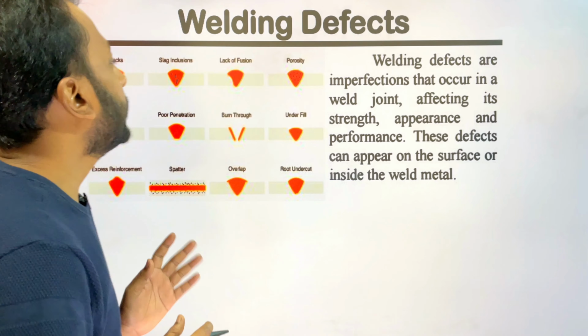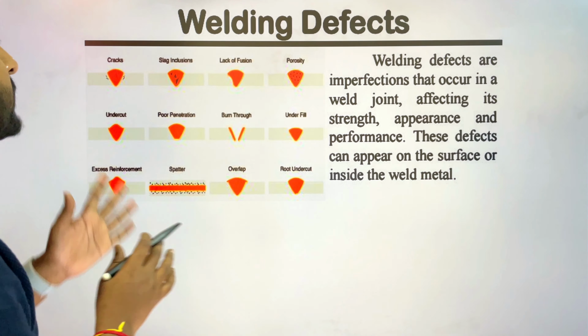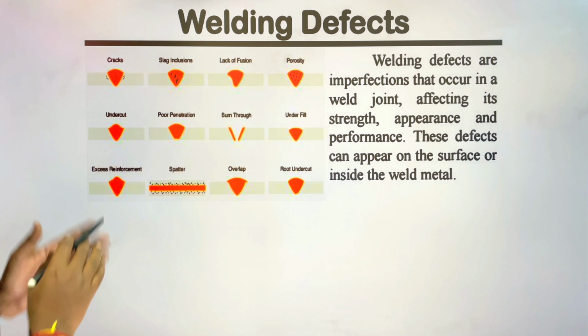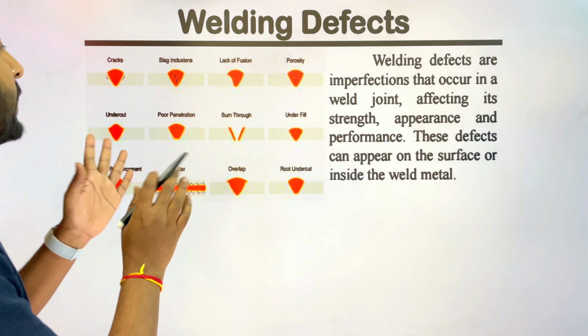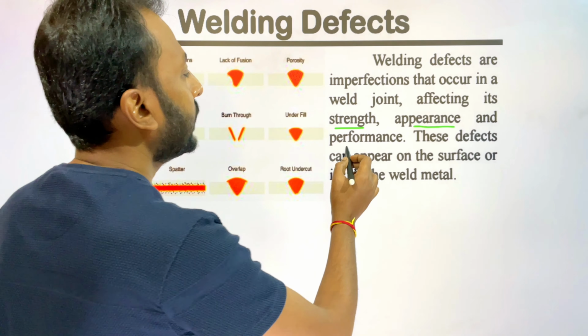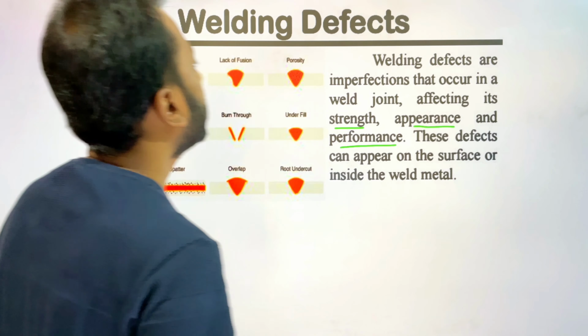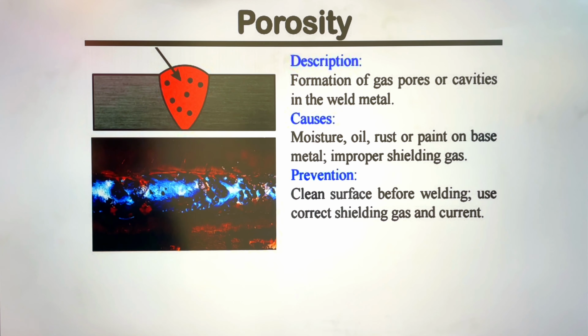So here we can see different kinds of welding defects. These are the imperfections that occur when we are doing welding. This affects the welding strength, welding appearance and the welding performance. Let's now see the different kinds of welding defects. The first one is porosity.